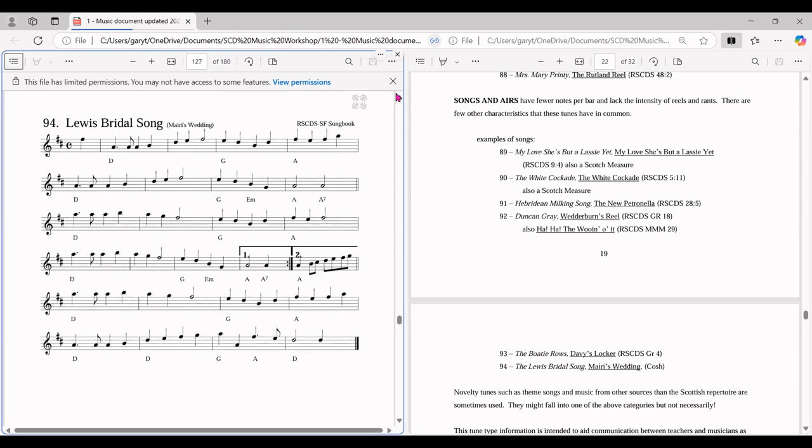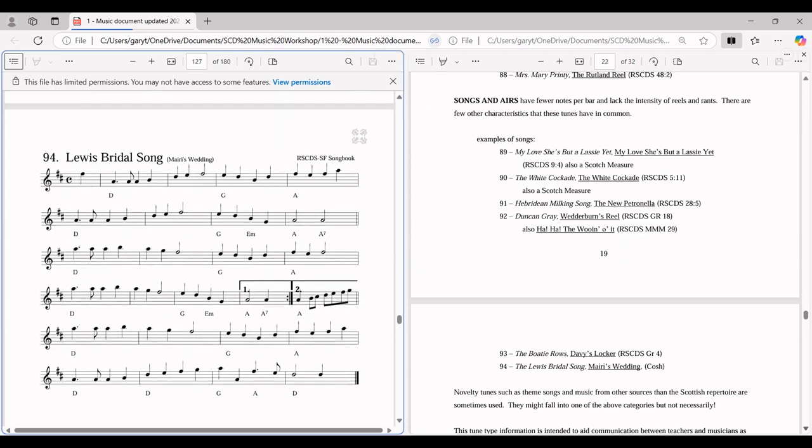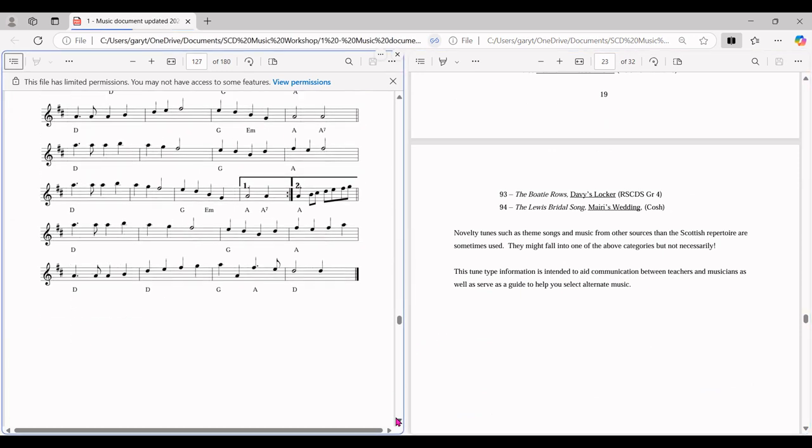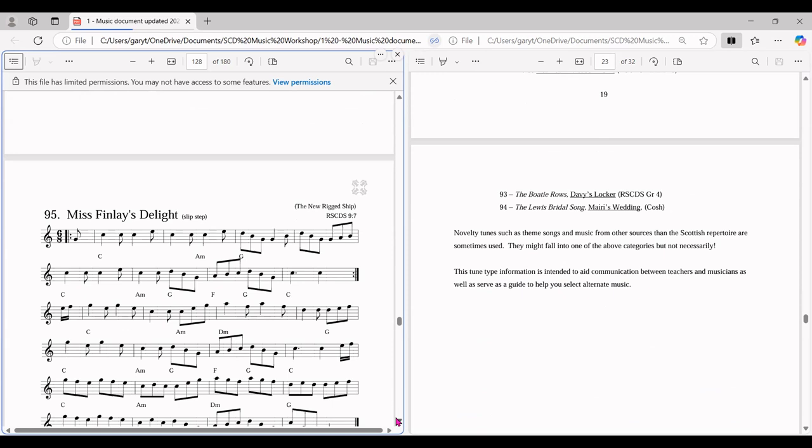And I'm sure some of you are thinking, oh, Ron didn't just pick RSCDS tunes. That's correct. I went to other tunes that most of us are familiar with. So here from Mari's Wedding is the Lewis Bridal Song, also a song. Ready, and. Right. Quite soon we'll be talking about why those differences will really help us.